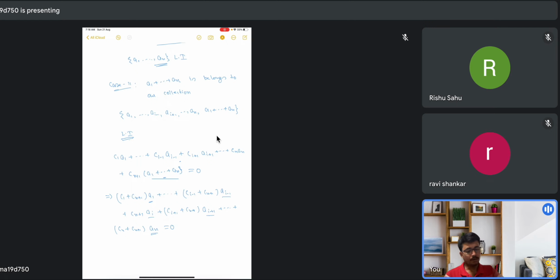It is already given that this collection is linearly independent, so all coefficients must be 0. From here we first get that cn plus 1 is 0. Then we consider all the coefficients: from c1 plus cn plus 1 equal to 0, we get c1 is 0, and up to the end, we get all coefficients are 0. Please tell me if it is understood or not.